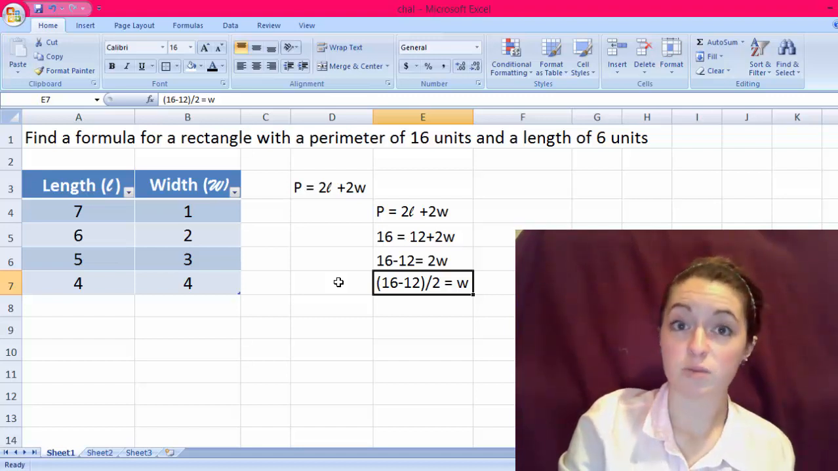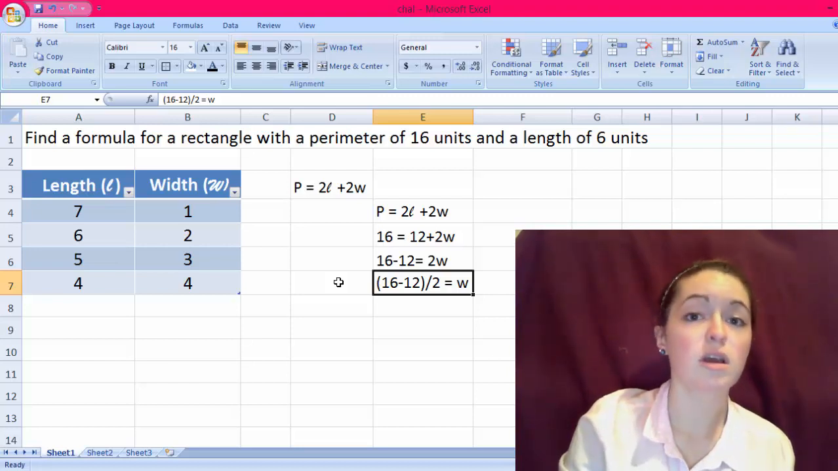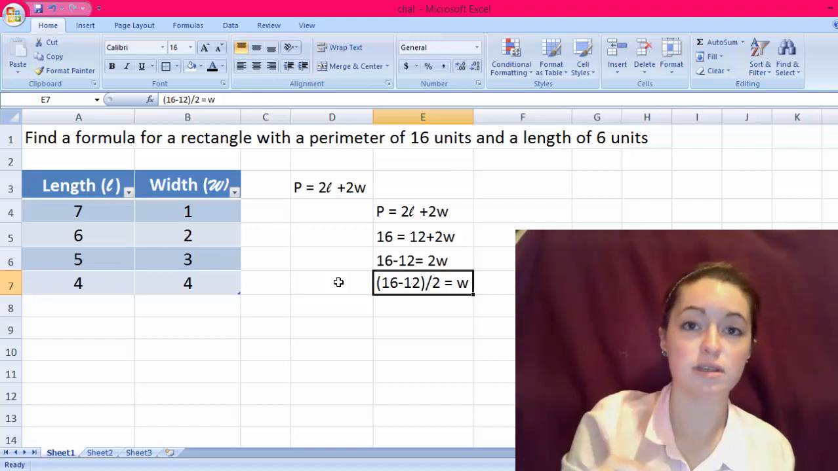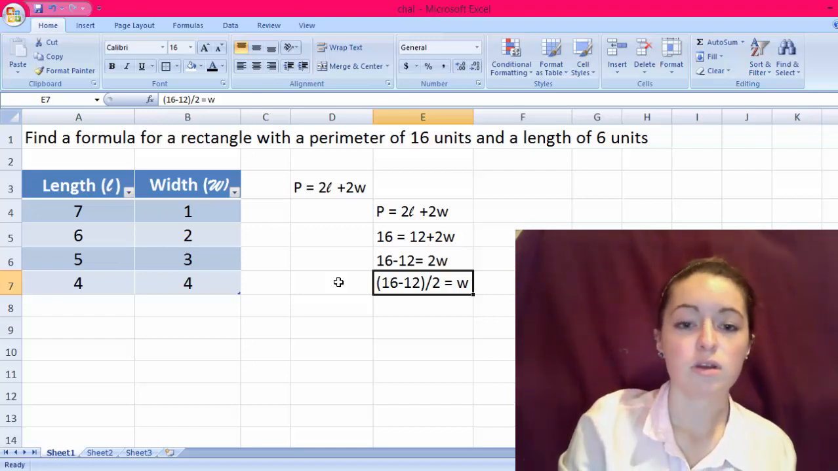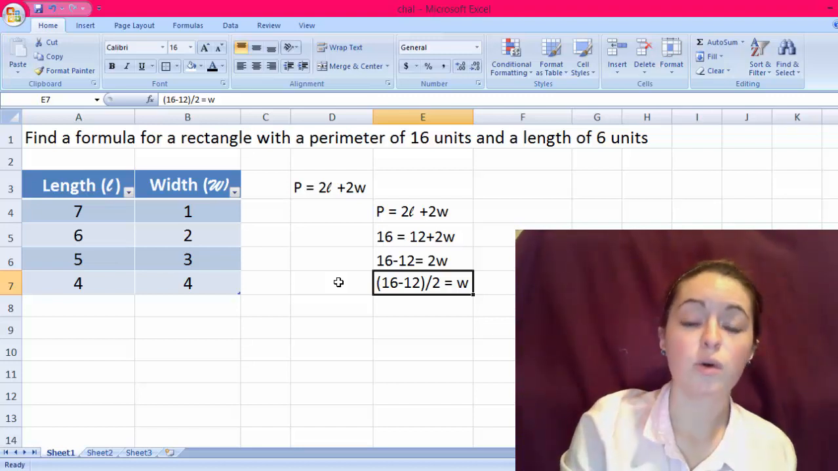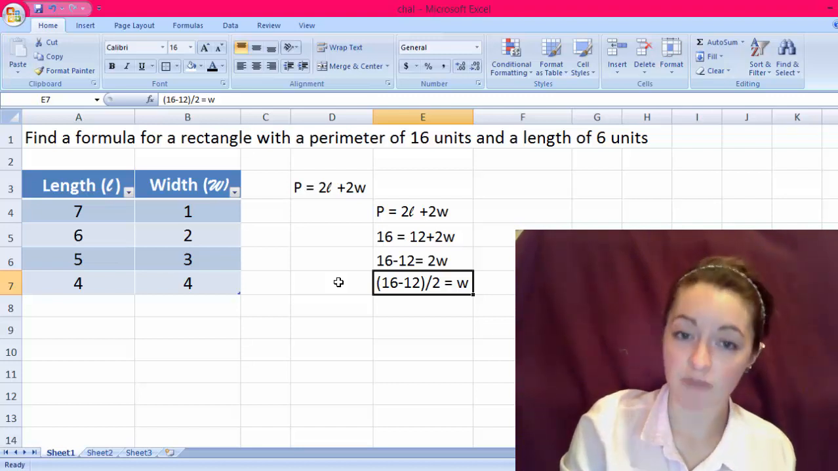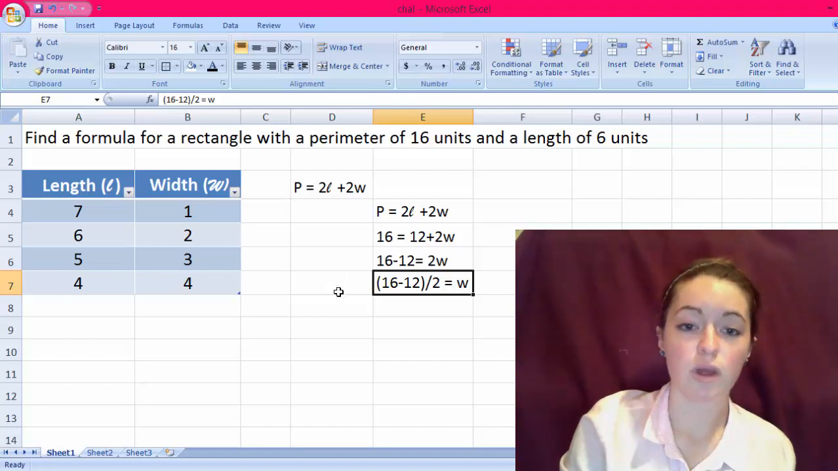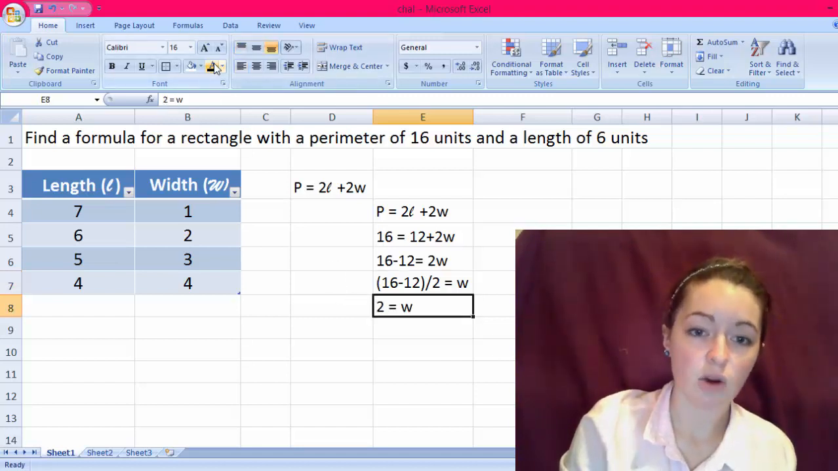But if we want to check our work to make sure that that's okay, we can go ahead and solve it out. We can subtract 12 from 16 and get 4. Remember, order of operations. Solve the thing inside the parentheses before you do anything else. So 16 minus 12 equals 4. Then we're going to move on to division. So 4 divided by 2 equals 2. And that is our width.